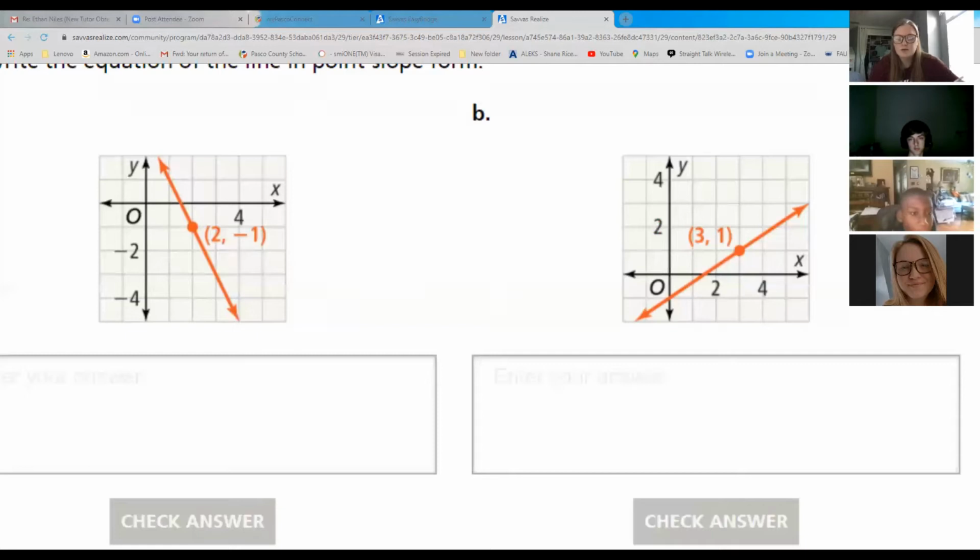So go ahead and do part A first, and then we'll do part B. Okay, so let me know what your slope is first before you put it in equation. Slope. Yes.